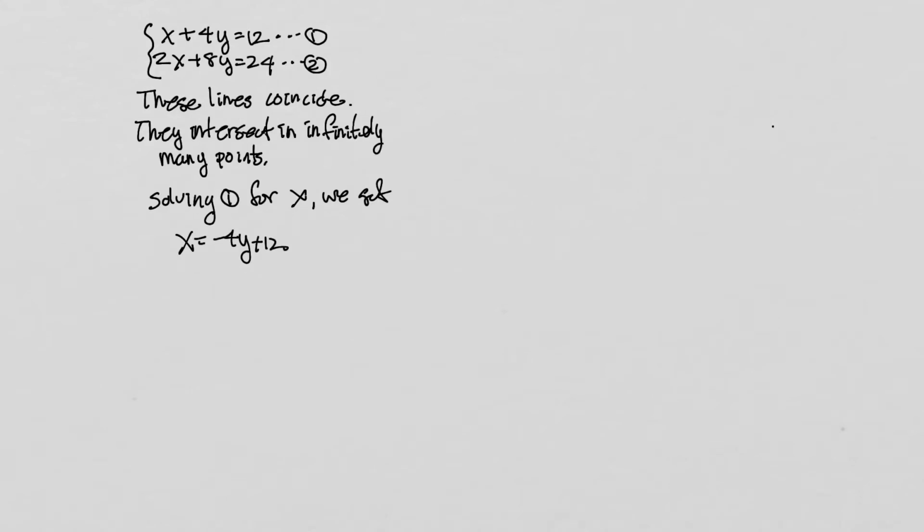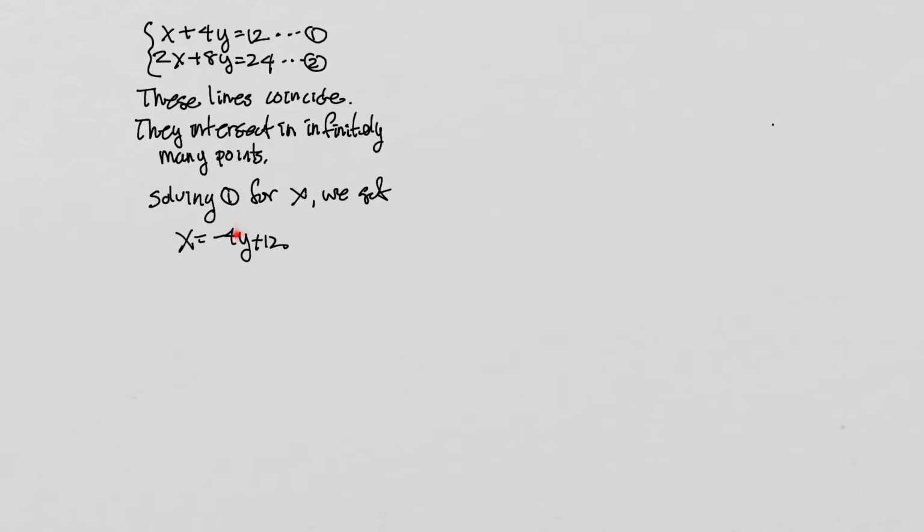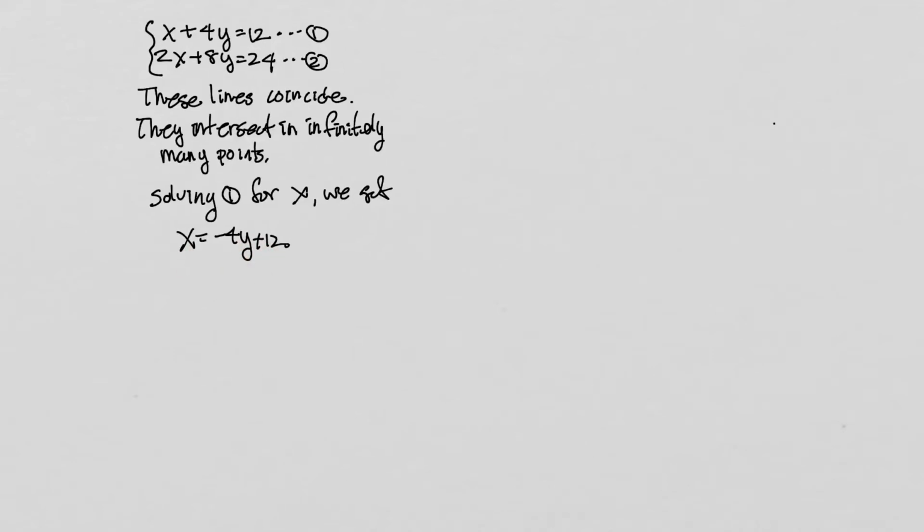Now, we've got infinitely many choices for y. Whatever value we choose for y, we multiply it by negative 4, add 12, and we'll get x. So the value of x depends on the value that we choose for y.